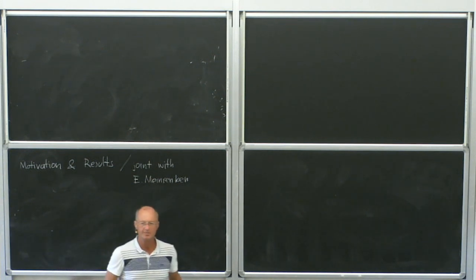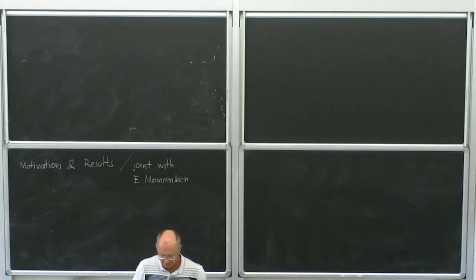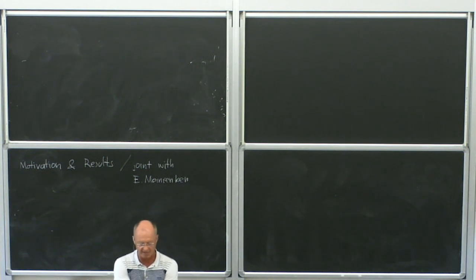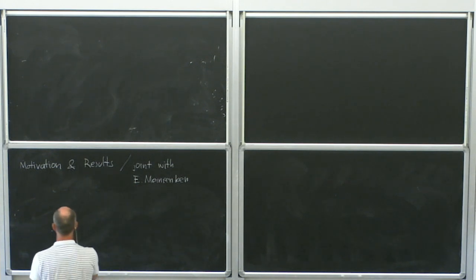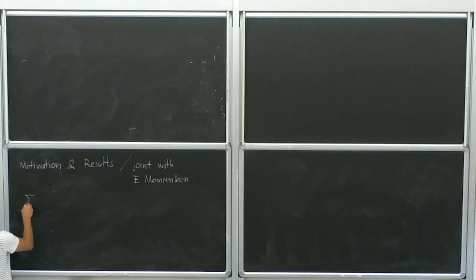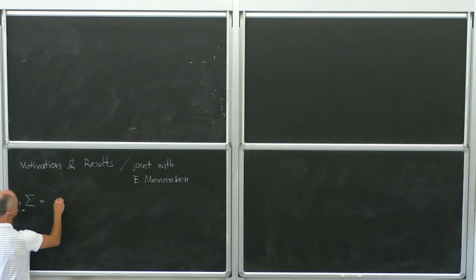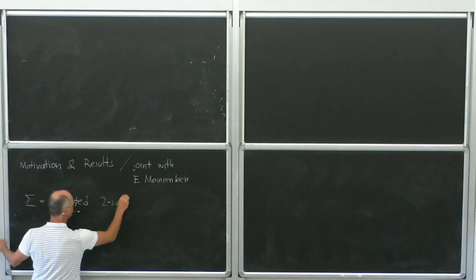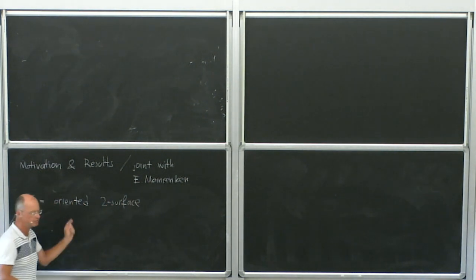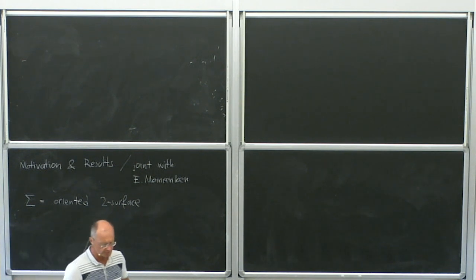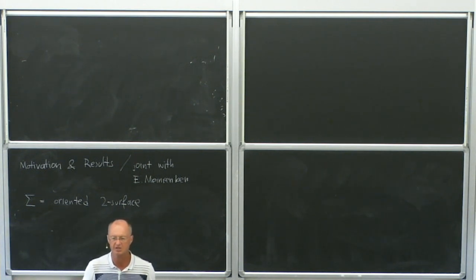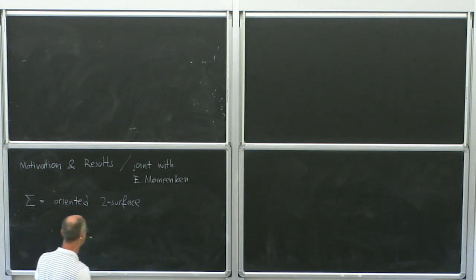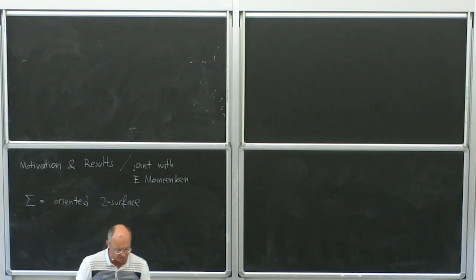So it's motivated by a physics story. Let me recall the definition of the so-called JT or Jackiw-Teitelboim gravity. So the setup is as follows. We have sigma, an oriented two surface. And actually, in this very short introductory part, I will not be very precise about certain things, but very soon, I will be more precise about them. So typically, this would be a surface with boundary for our considerations.